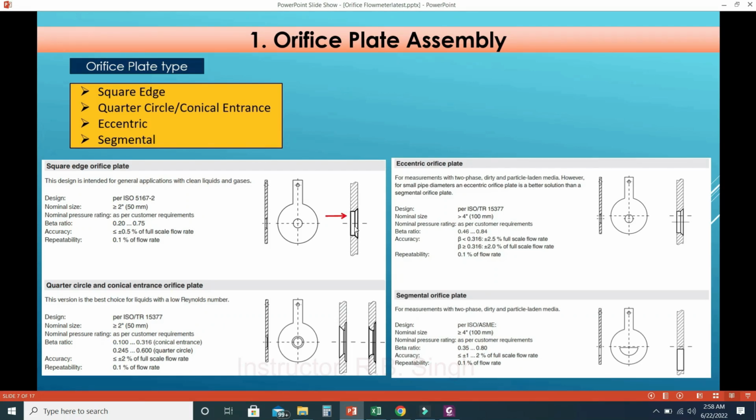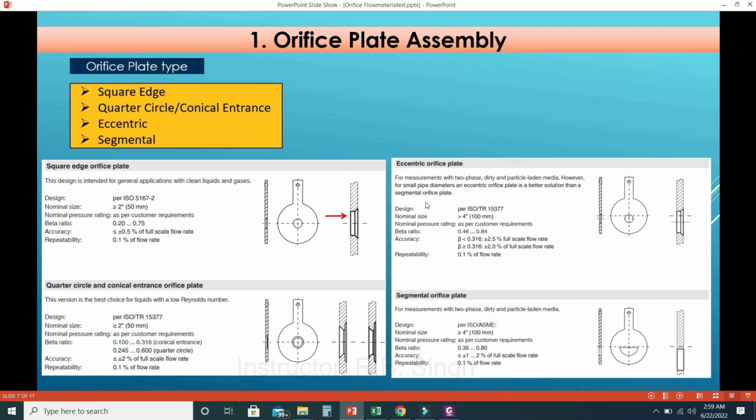So this design is intended for general application with clean services for liquids and gases. Quarter circle or conical entrance orifice plate is the best choice for liquids with low Reynolds number. As per ISO TR 15377, this is also used for pipe sizes greater than 2 inches and beta ratio 0.1 to 0.3 for conical entrance and 0.245 to 0.6 for quarter circle. Accuracy is less than plus or minus 2% of full scale flow rate and repeatability 0.1%.